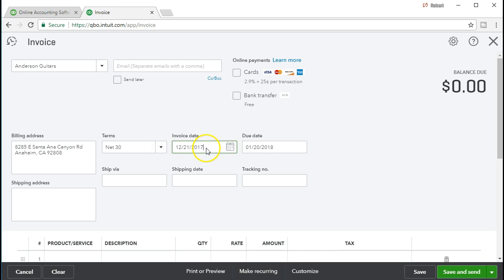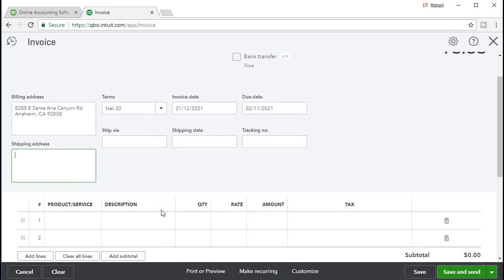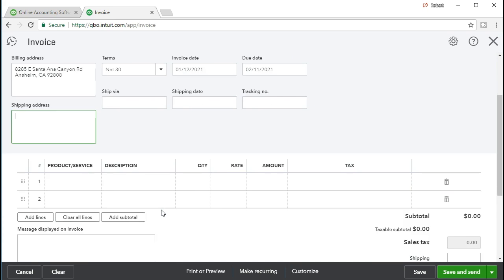We then have the invoice date here. So the invoice date we are going to say is 01/12/21. So January 12th, 2021. That'll automatically give the due date then, which is February 11th, 2021. And I'm not gonna fill out the shipping information. I'm gonna keep that as is, and we're gonna just scroll down here then to the actual inventory items.